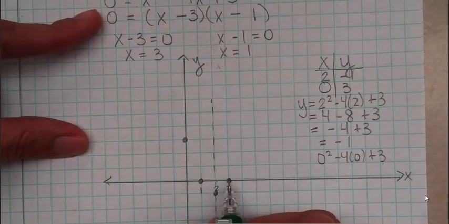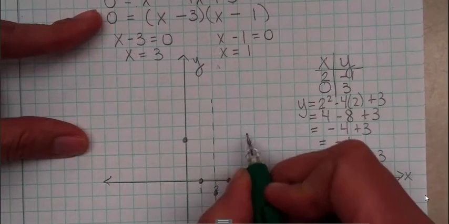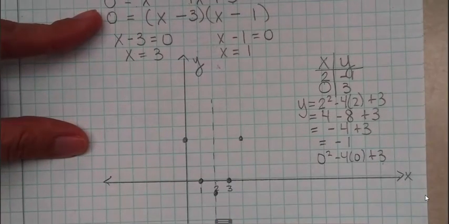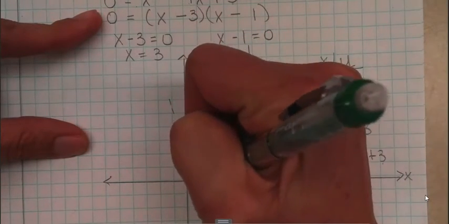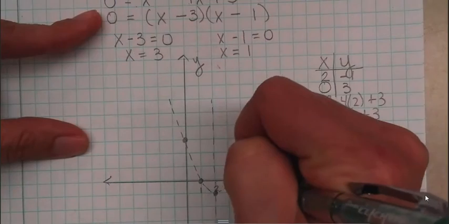And I could even say, well, then that means if I go one more over, this will also be a point. Okay, so I'm going to do, to the best of my ability, a dotted parabola. These can get kind of tricky.